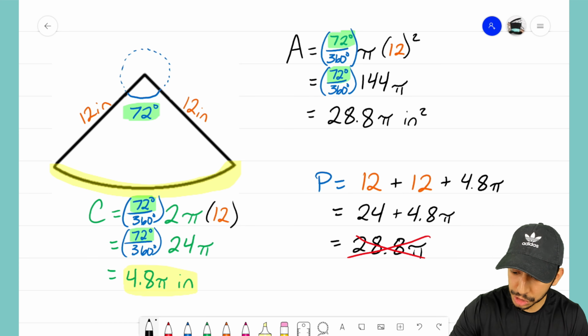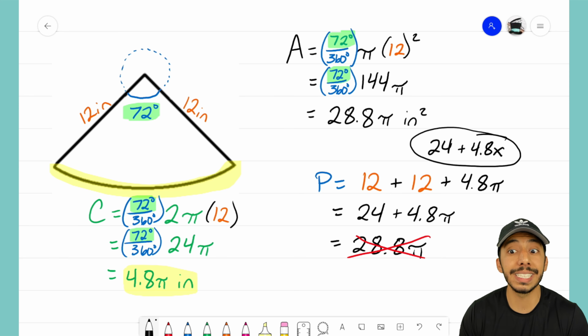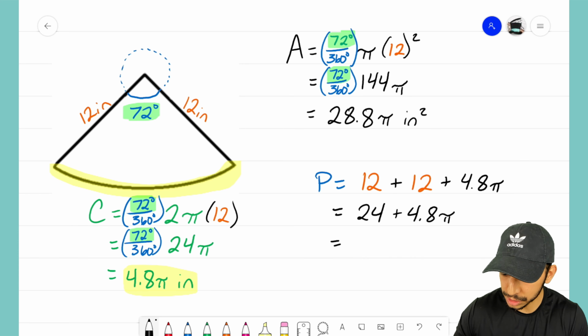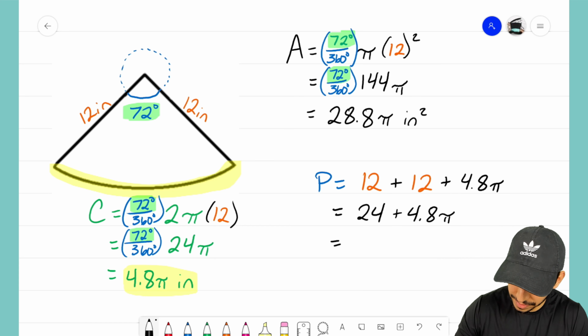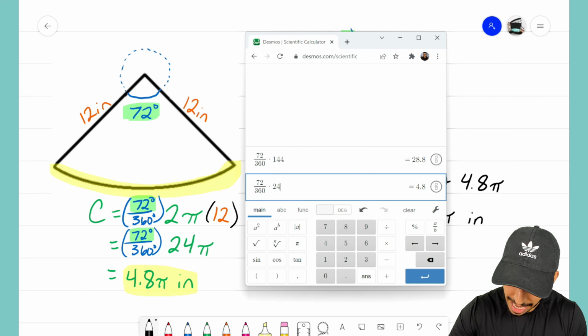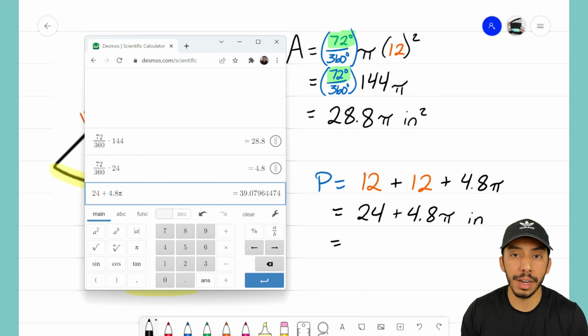It's the same thing as trying to do 24 plus 4.8x. Hopefully we know that we would never, ever combine those because they are not like terms. Okay, they are different values. So just like with that x value, we cannot combine those to create 28.8 pi. What I can do is leave that in pi form. That could be the answer, 24 plus 4.8 pi inches. If I want the exact value, well, then I just have to get my calculator out and type that expression in. So I could type in 24 plus 4.8 pi and get the exact perimeter of that sector.